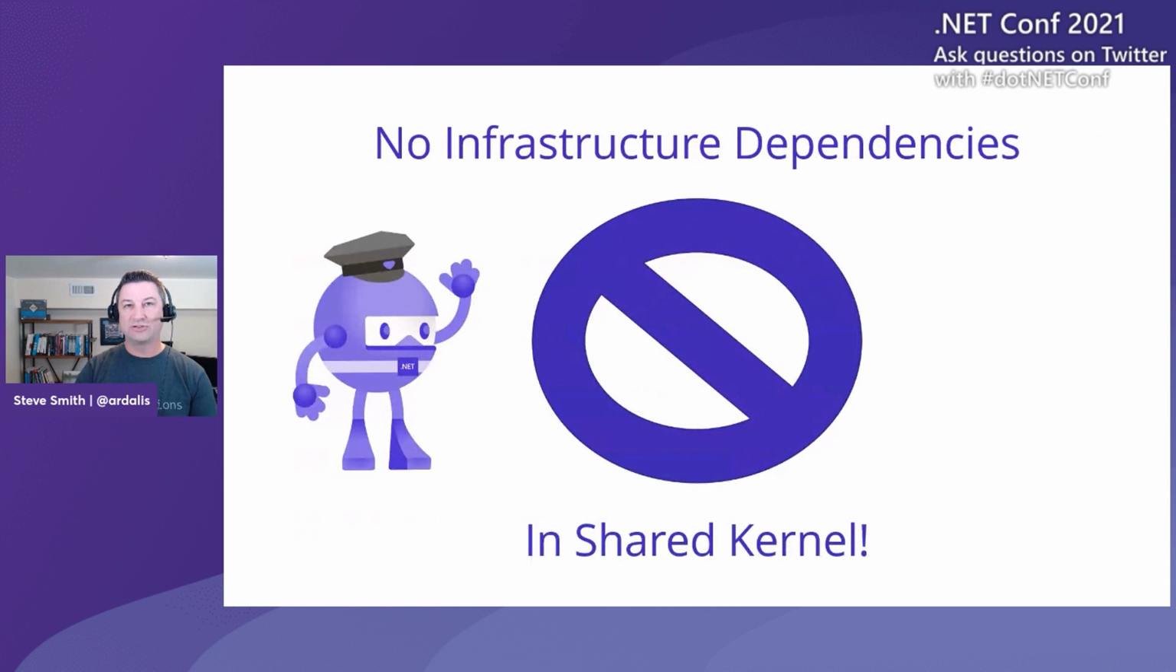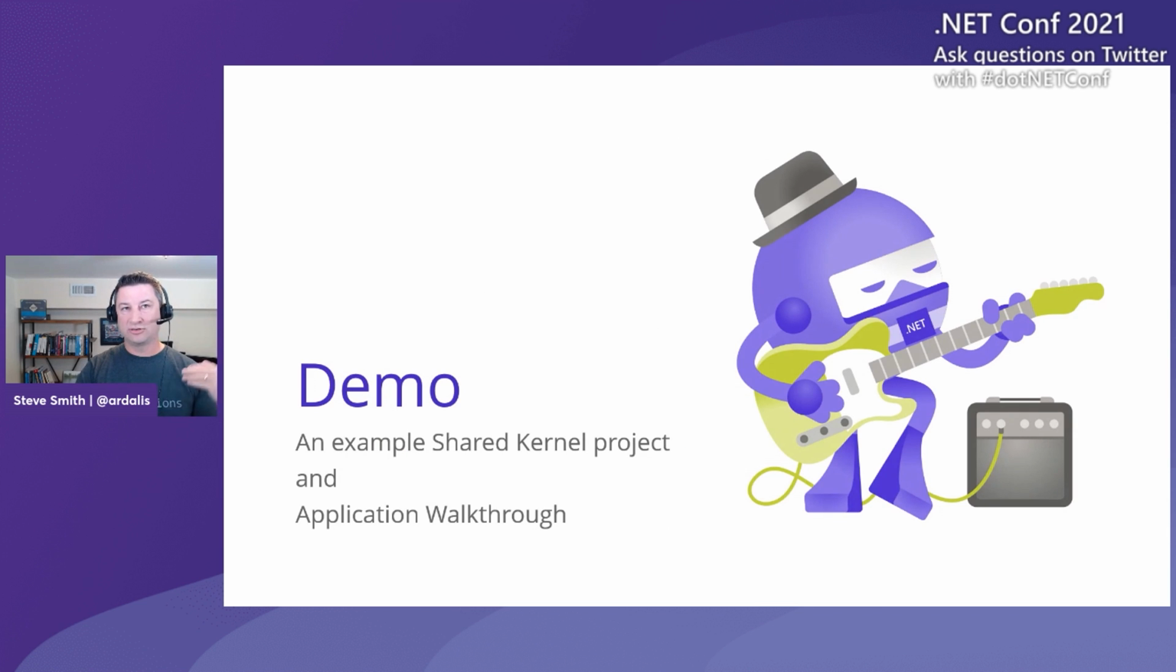However, make sure you don't put any infrastructure dependencies in shared kernel because all your different core projects in all your different solutions are going to depend on this. And again, we really want to keep that core project, your business logic, from having any dependencies on infrastructure. All right, so let's show the shared kernel project, and then we will do a quick application demo.